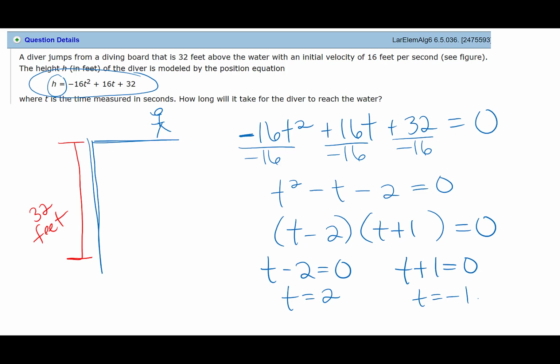It either took the diver 2 seconds to hit the water or negative 1 seconds to hit the water. Well, it doesn't make sense for the diver to take negative seconds to get to the water. And so t in this problem is 2 seconds. And that's your final answer.